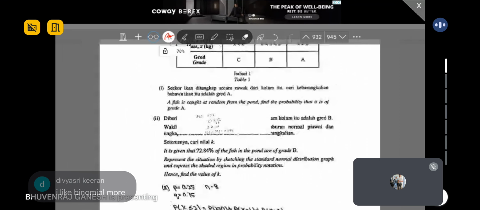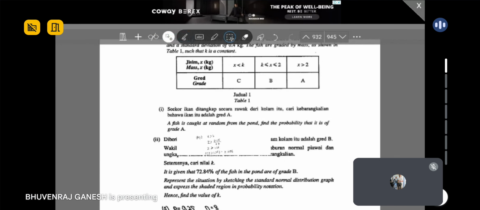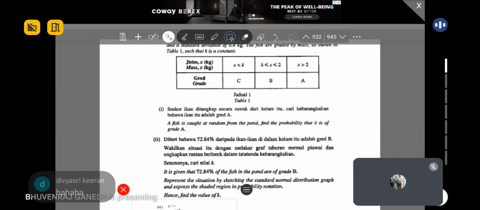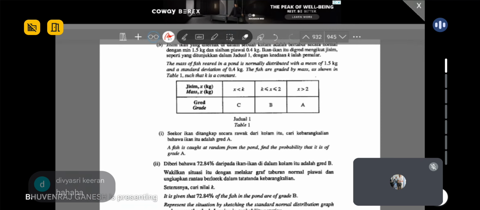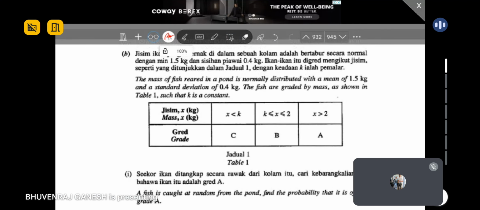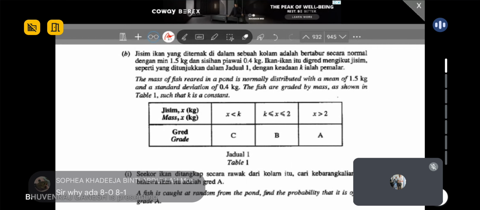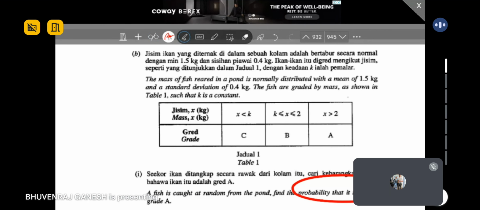So now you come to your not favorite part, your normal. First part binomial, definitely second part normal. For the same question. So for question B, they talk about normal, not hard, don't worry. For this one, they ask you to find the probability it is grade A.